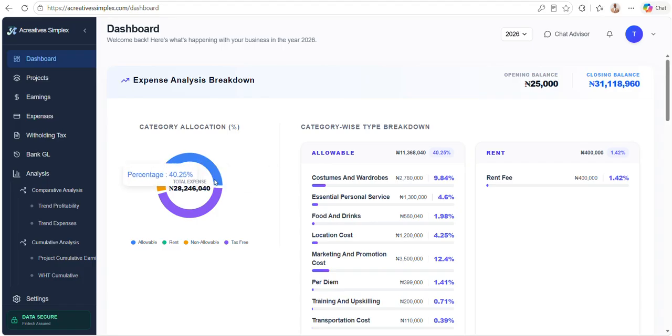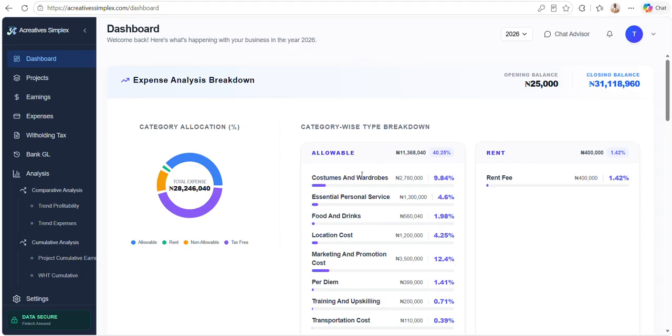Look at this. Our allowable expense is 40.25%. Our rent is just 1.42. So it gives us the total expense we have, which is 28.246 million, with the percentage category. Now looking at this, it is giving us the breakdown in value and their corresponding percentage. All our allowable expense is 11 million and it contributes 40.25% to the total expense.